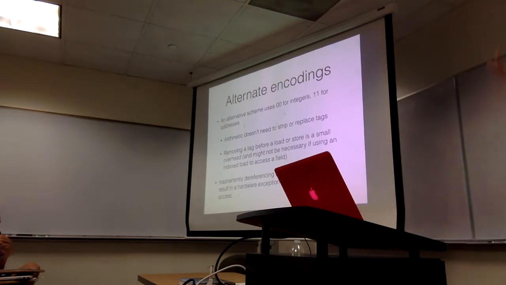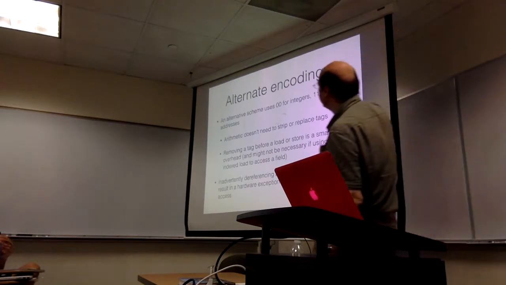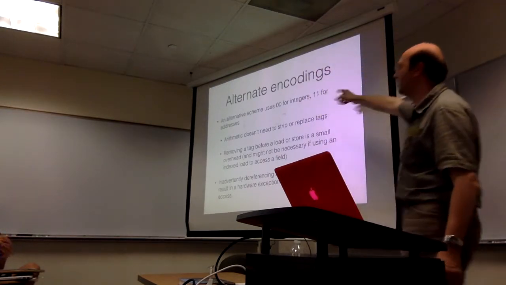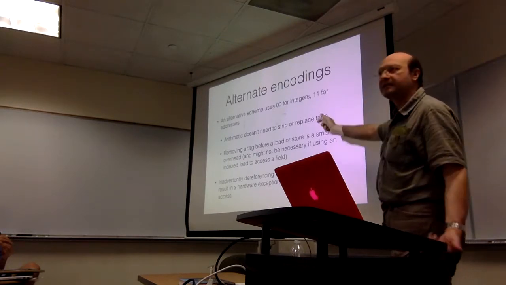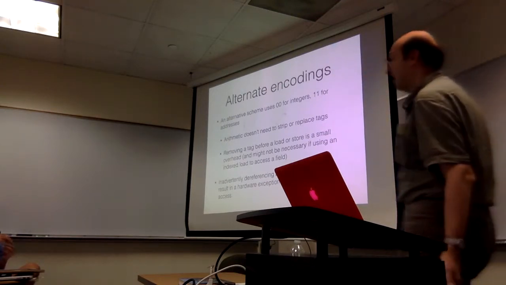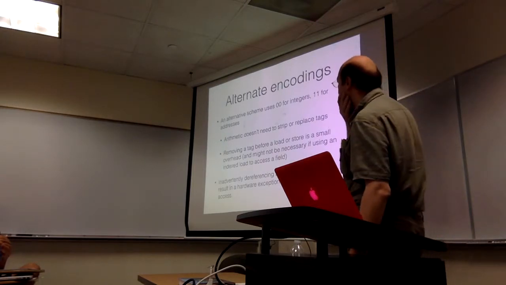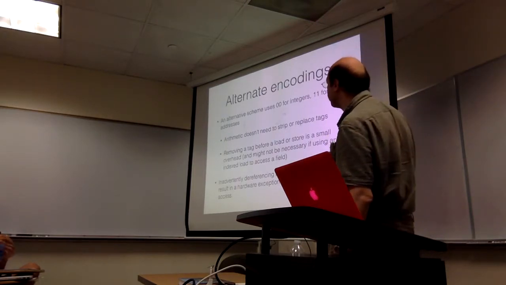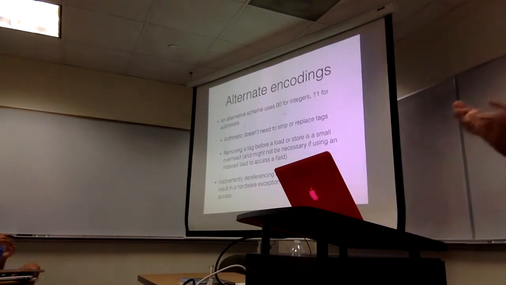So there are some alternatives which shuffle the pain around into different places. One alternative is to use 0,0 for integers and 1,1 for addresses. And that means that integer arithmetic doesn't need to strip or replace tags. You can just do the addition in effect on multiples of 4. And most things are pretty cheap. You still have to do the test, of course. And removing the tag before the load and the store is small compared to the cost of the load or the store. At least that's the reasoning.